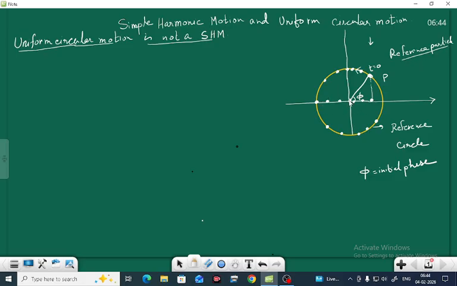This particle, if we take a projection, then it seems like it is performing a simple harmonic motion. But this uniform circular motion is not an SHM. If we take the projection, then we can consider it as simple harmonic motion. Projection on this x-axis or maybe y-axis. We can take any axis, any diameter.